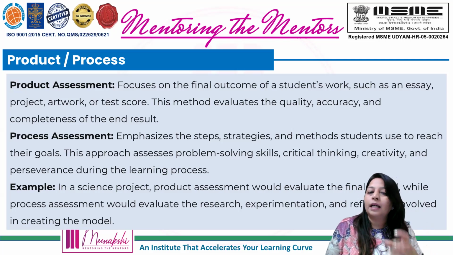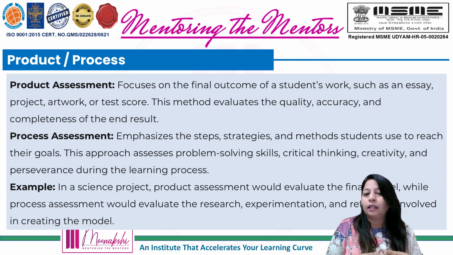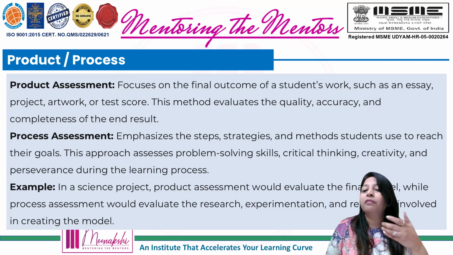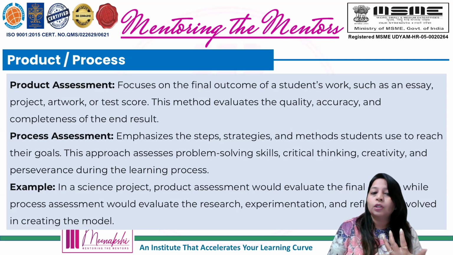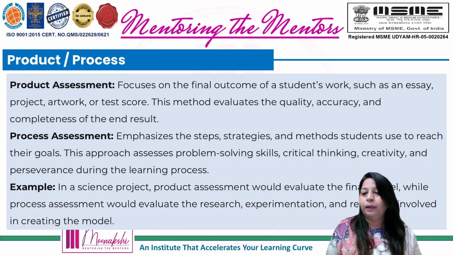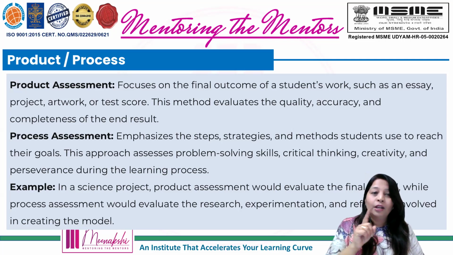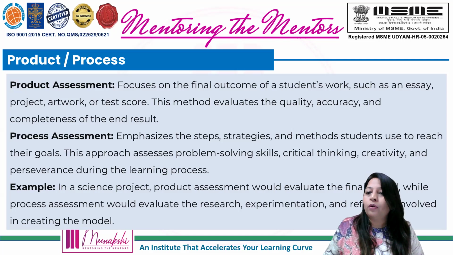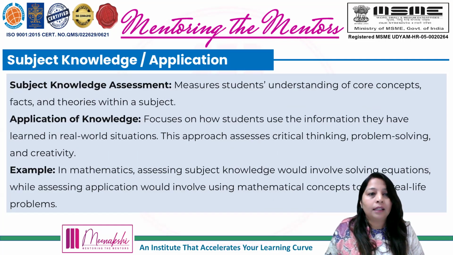For example, in a science project, product assessment would evaluate the final output, the final project, while the process would evaluate the research, the experimentation, right? So how the process has been happening. So this is required. You have to decide well in advance. Not only about product and process, we will be talking about many other aspects too.